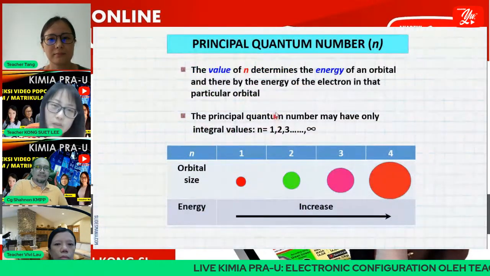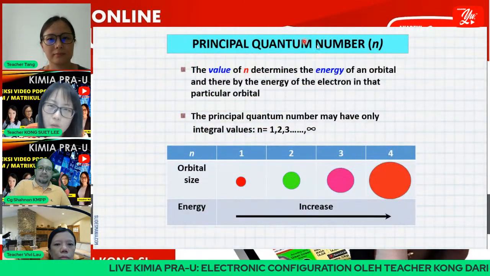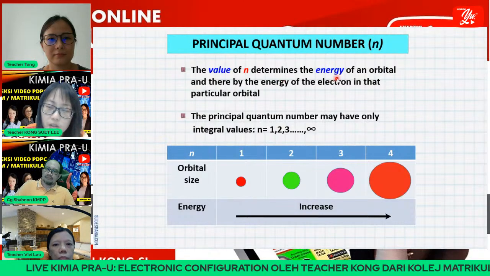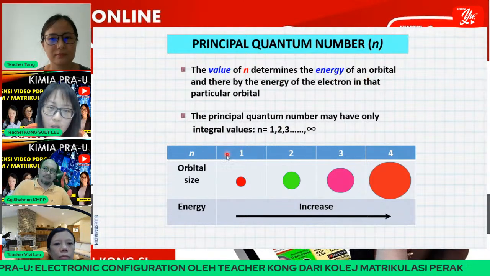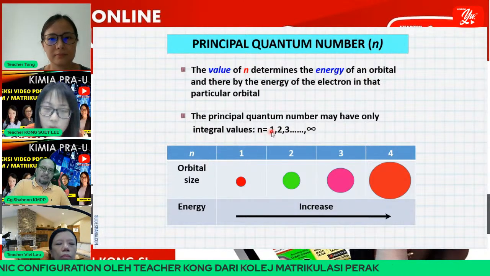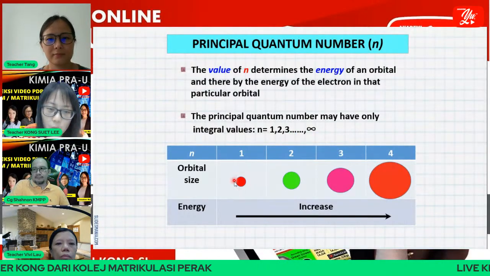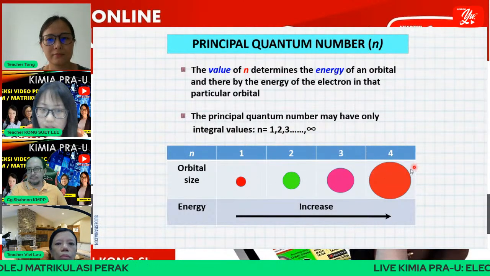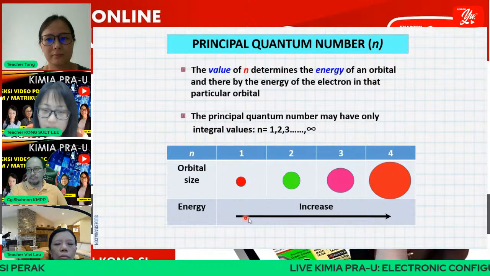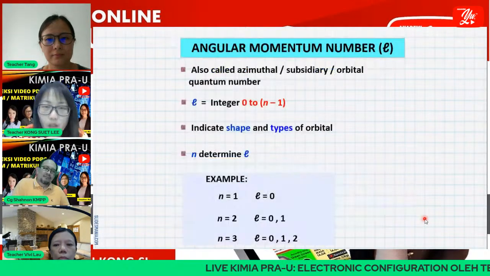We just do some revision for this. Principal quantum number determines the energy and the size of an orbital. It starts from n equal to 1 until infinity. If we compare n equal to 1 and n equal to 4, the orbital size is bigger for n equal to 4. At the same time, the energy increases as well.